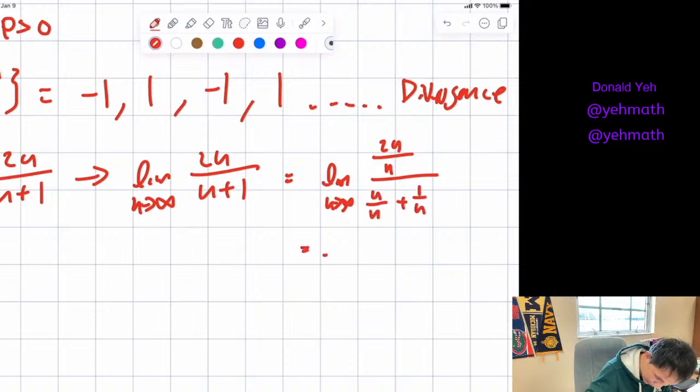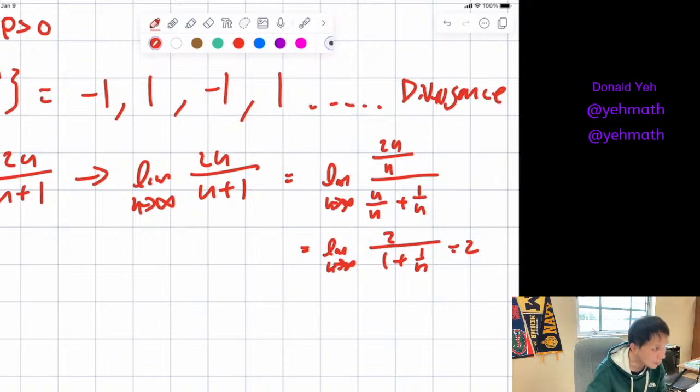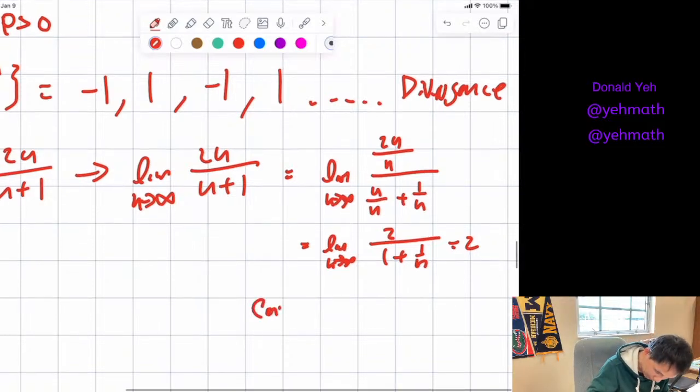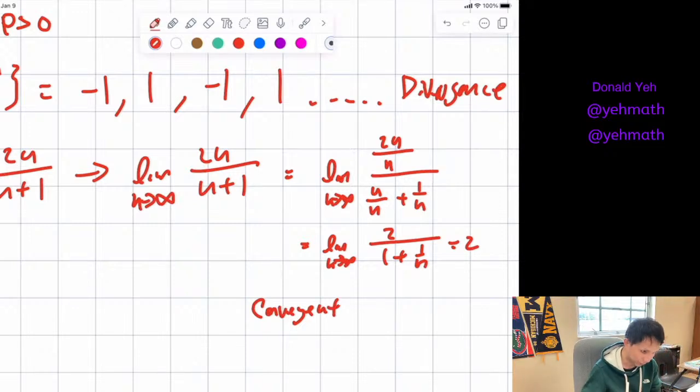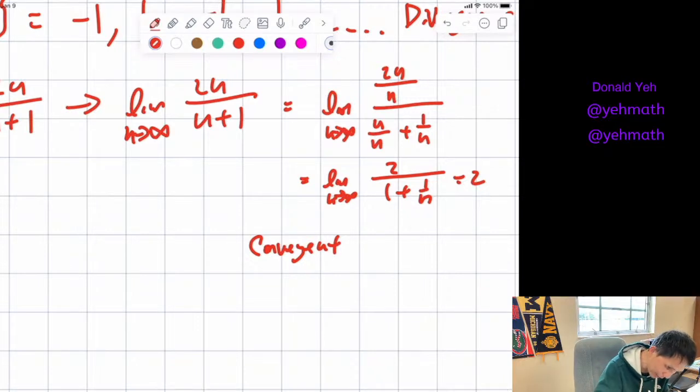Right? And if you do that, it's going to be the limit as n approaches infinity of 2 over 1 plus 1 over n. That's equal to 2. So it's convergent. It converges to 2. The second way I can do is via L'Hopital's rule.